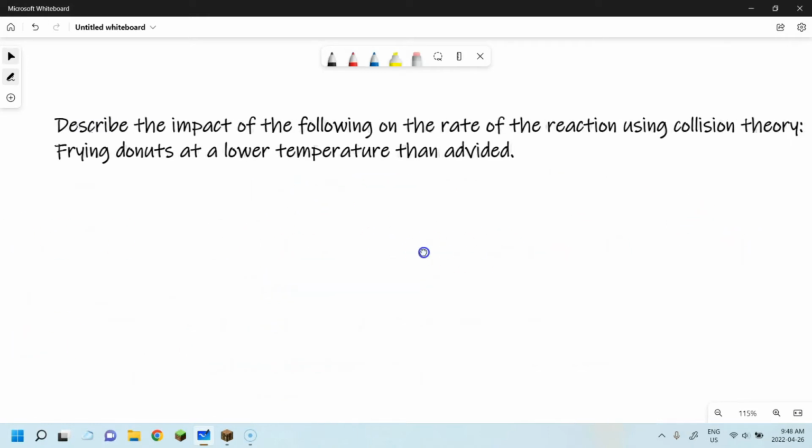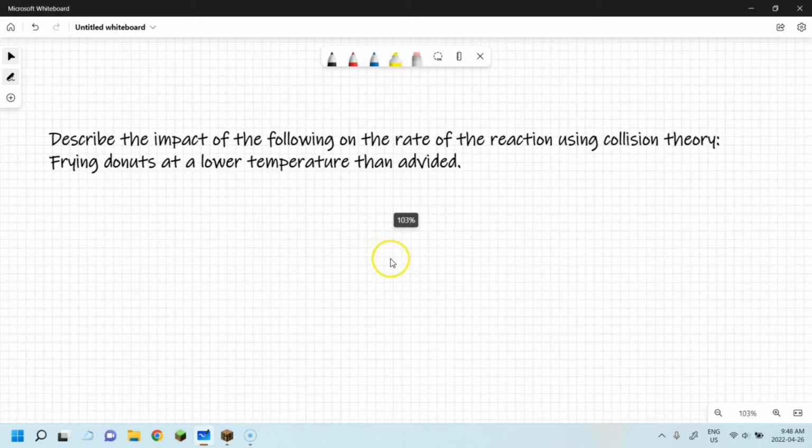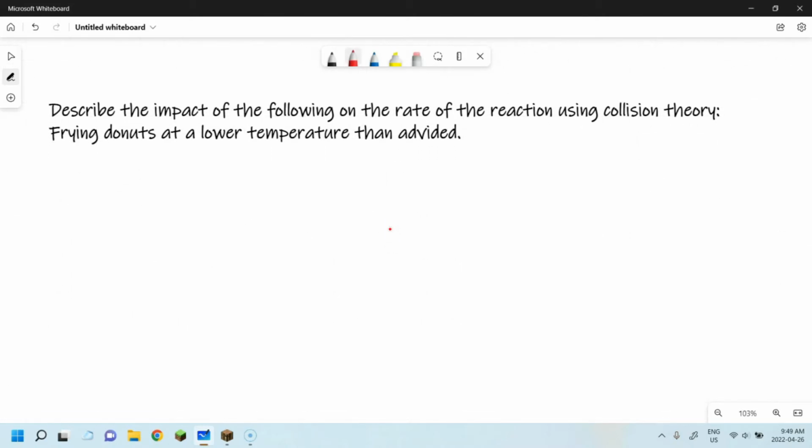We'll look at a second scenario. We're going to fry donuts at a temperature lower than advised. Again, the first thing we always want to do is make sure that we state the parameters that we're going to use. So we know that our rate is proportional to our number of collisions times our fraction of effective collisions. Now, temperature is one of our unique properties, and that affects both our total number of collisions and our fraction of effective collisions. So therefore, we have to comment on both properties.